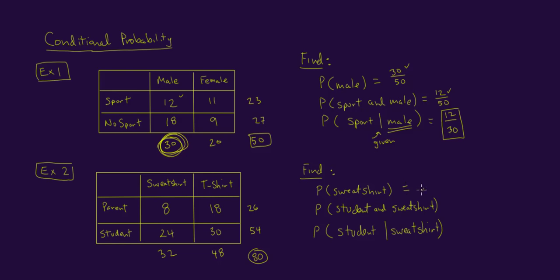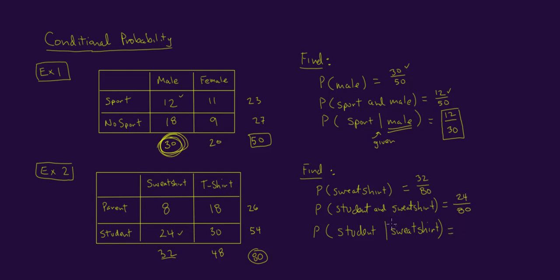So the probability of anybody getting a sweatshirt is out of the total of 80, and then looking at the sweatshirt total, which is 32. That's a 32 out of 80. On the other hand, of everybody out of 80, the probability of being a student and having a sweatshirt as your choice is just that selection. So that one's going to be a 24 out of 80.